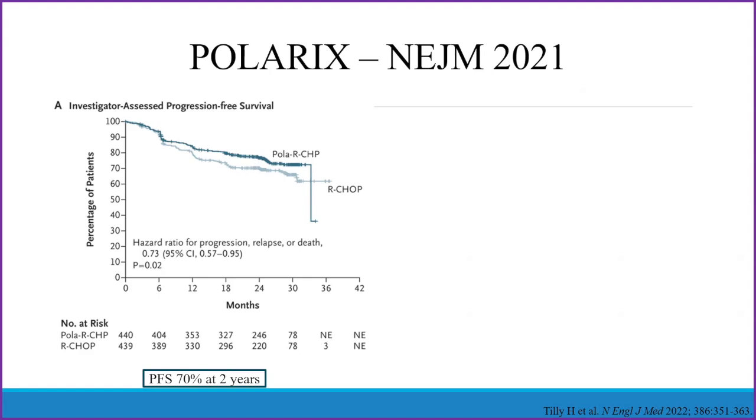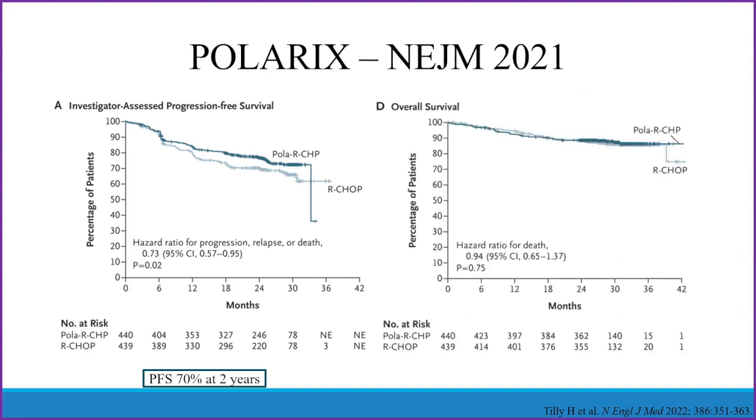You're looking at intermediate risk patients having a PFS of 70% at 2 years and an overall survival of 88% at 2 years. So really the take here is that DLBCL, very aggressive type of lymphoma, but even those that are higher risk, we still treat for curative intent, and these patients can do exceptionally well.